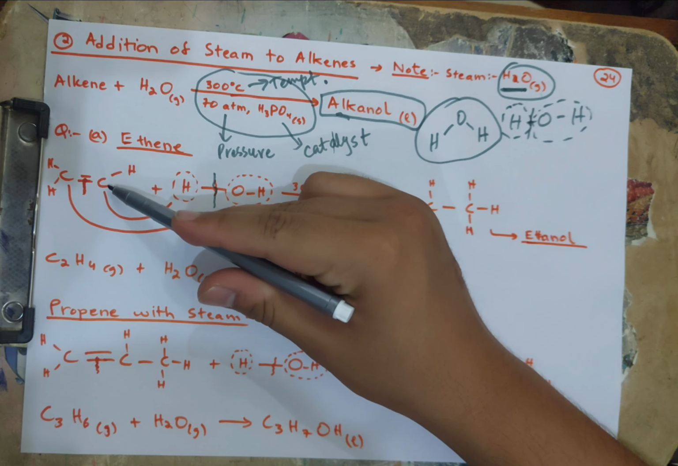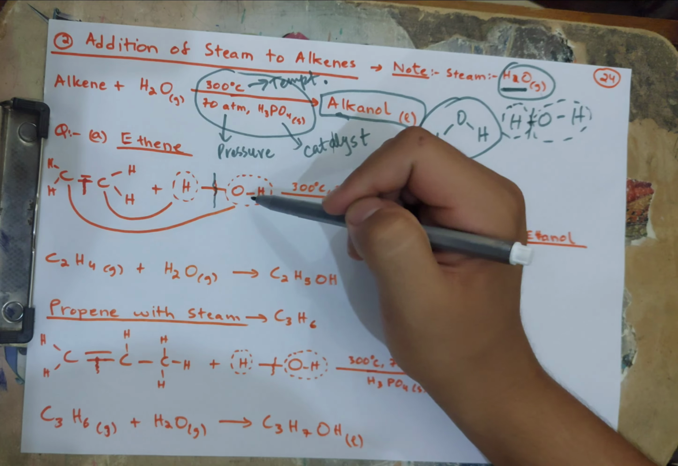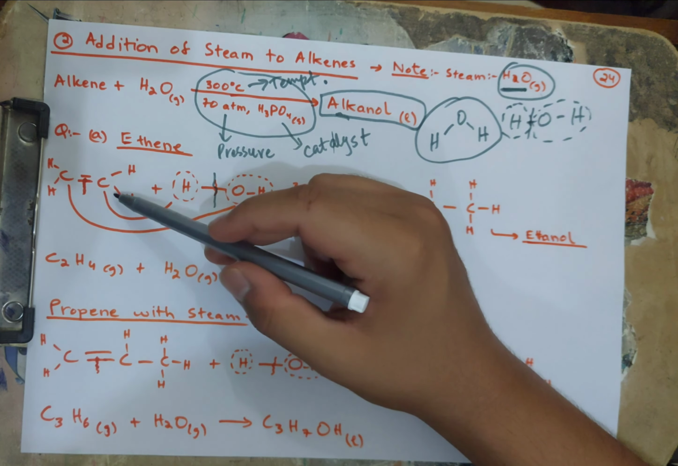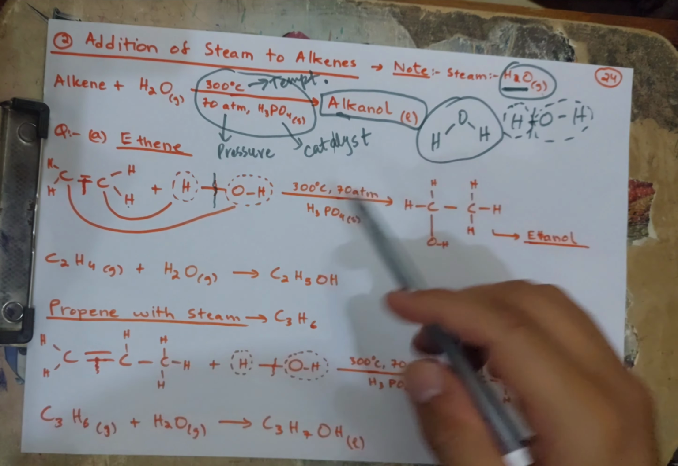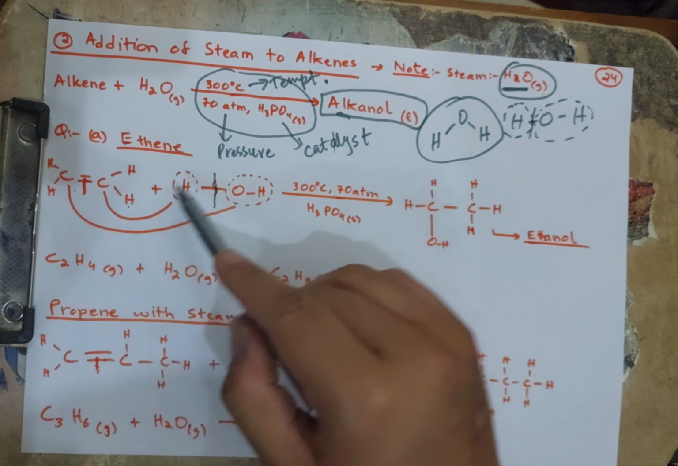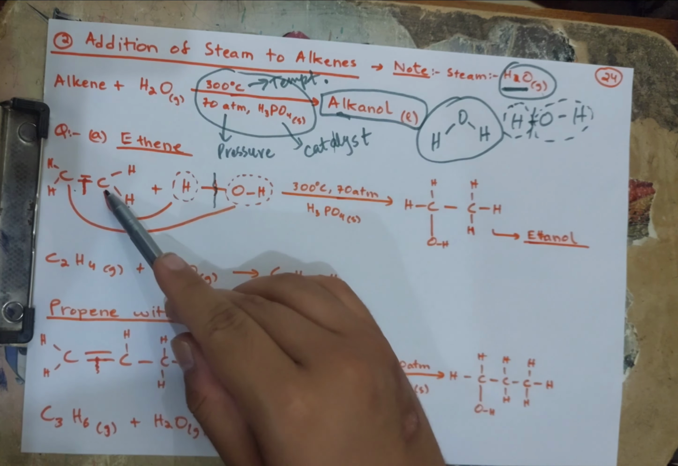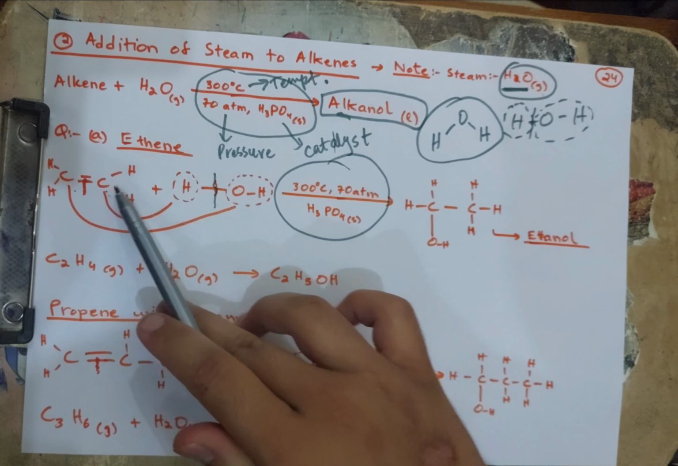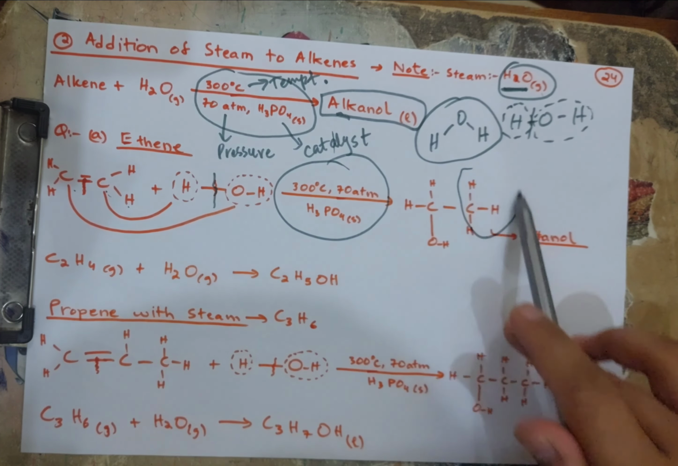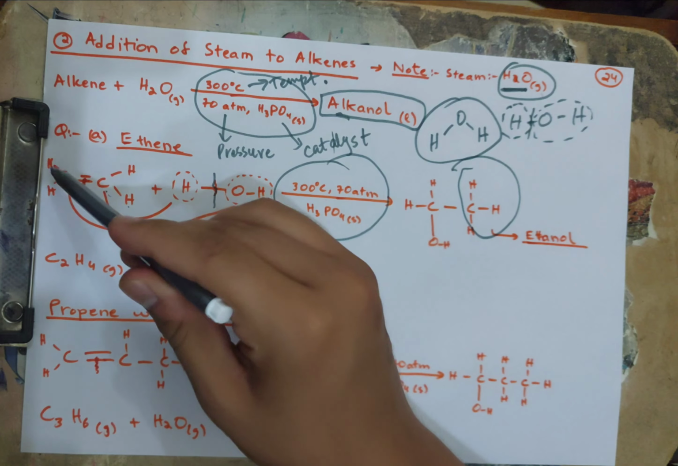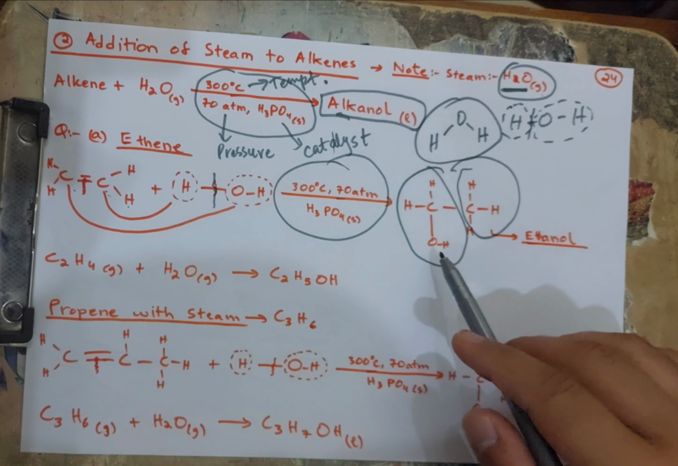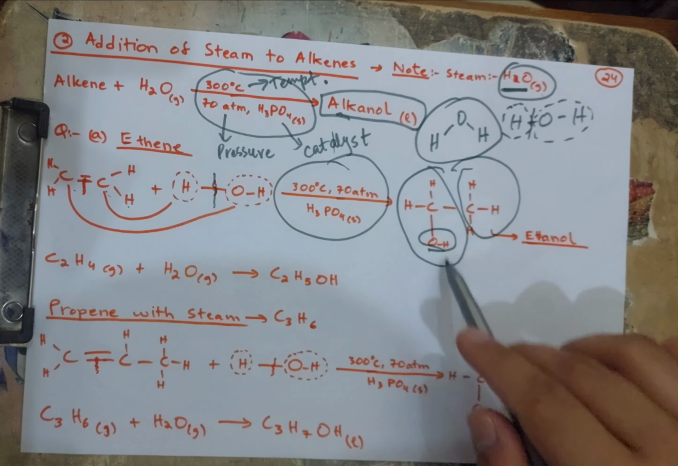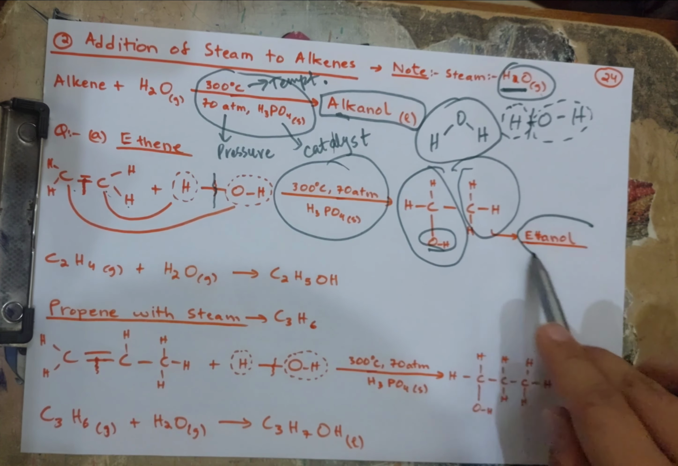This H part will attach to one of the carbon atoms in ethene, the ones which are double bonded, and this OH will attach to the other one. If we attach this OH with this one and this H with this one, this carbon will now have 3 H, so CH3, and this carbon will have 2 H and 1 OH, so CH2OH. So what is this structure formed? This is actually ethanol.